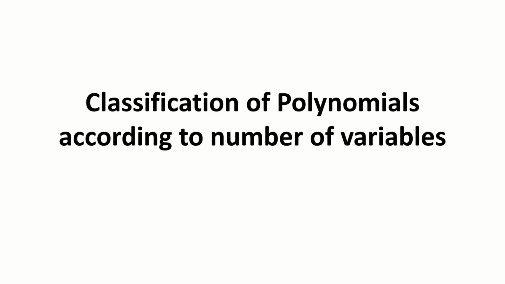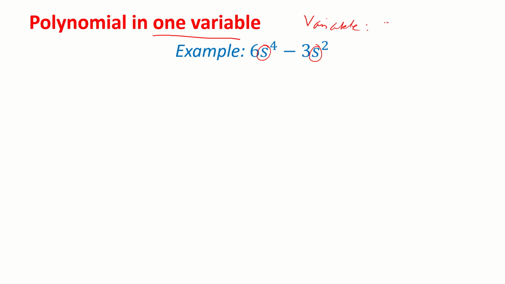Now, this is the last way to classify polynomials, and it's according to the number of variables. When the polynomial has one variable, we can say polynomial in one variable. For example, this one. The only variable involved is s. So, polynomial in one variable because the variable is just s.